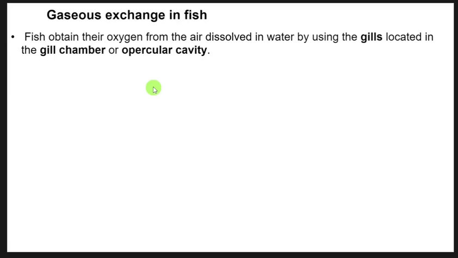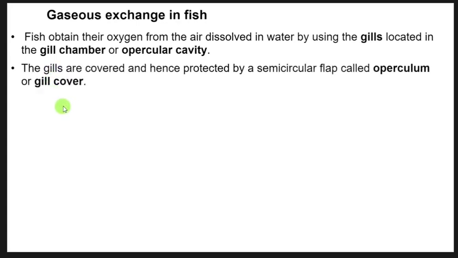Because they also need air, which is oxygen, for respiration. So they get their oxygen from the water, and this water now passes through the gills, which are located in the gill chamber, and it is through the gills that oxygen from the water enters. All right, so we are saying that the gills are covered and hence protected by a semi-circular flap called the operculum, or the gill cover.